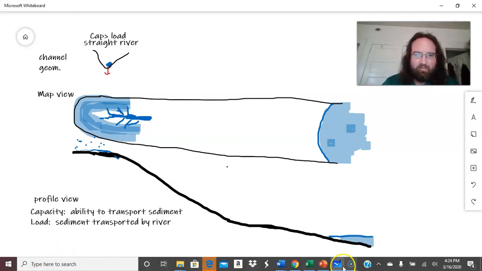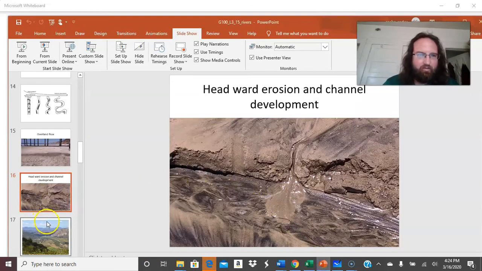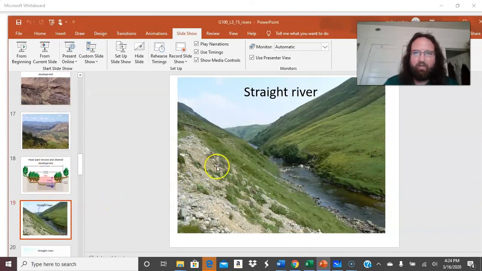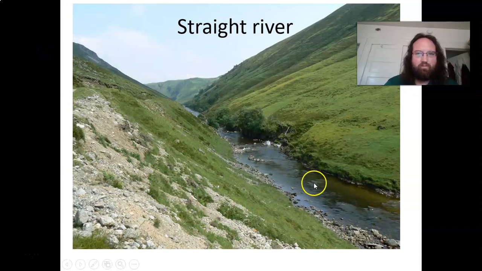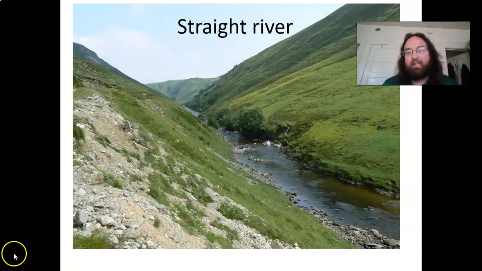All right, let's take a look, see what this straight river looks like. Yep, here's your straight river valley. Cutting downward, you're probably getting some mass wasting on these hillsides from time to time, but the main process here is downward erosion. Now, in the next segment of the video, we'll look at some other channel geometries.